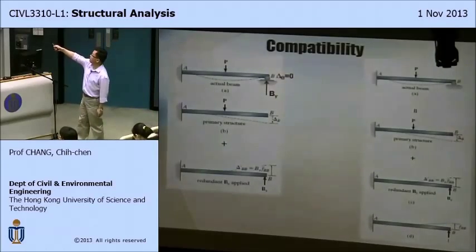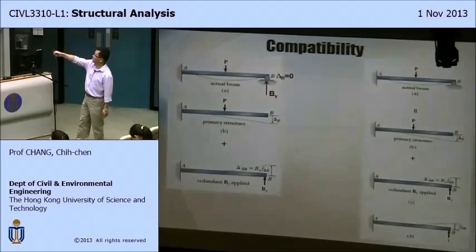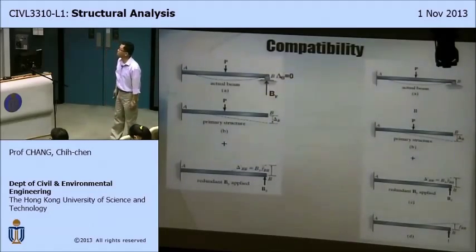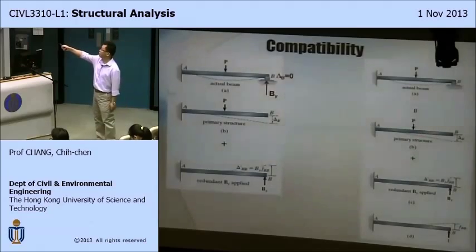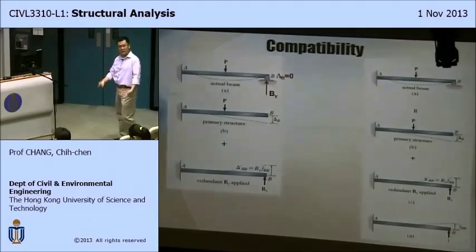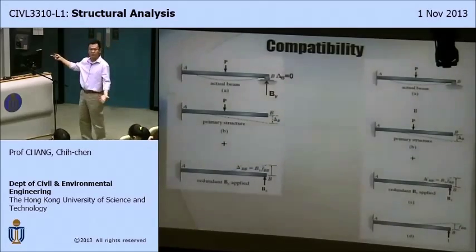So in operation, this is what we can do. You identify the so-called redundant force first. The redundant force is removed first, and you calculate the displacement at certain locations under the actual loads, the external loads. Then remove the external loads, apply this redundant force, and calculate the deflections again. Of course, there's a trick. The trick is you don't know this redundant force. You're looking for the redundant force.